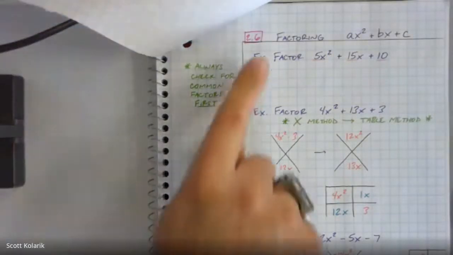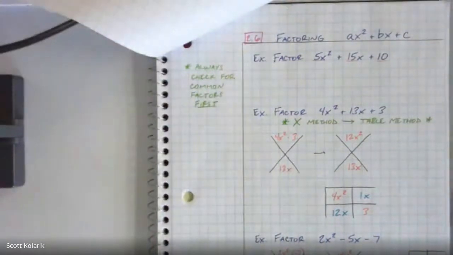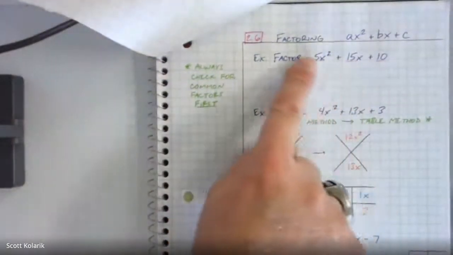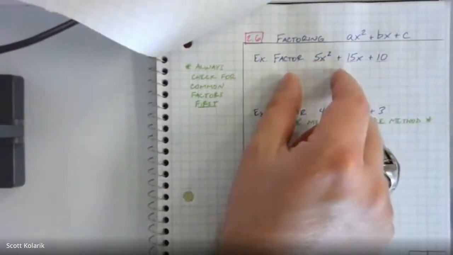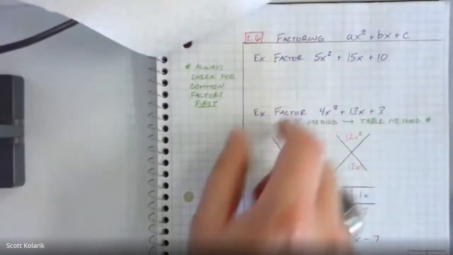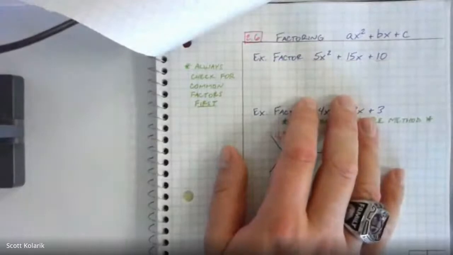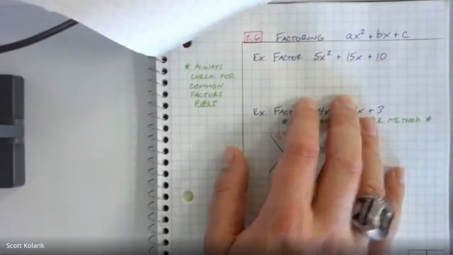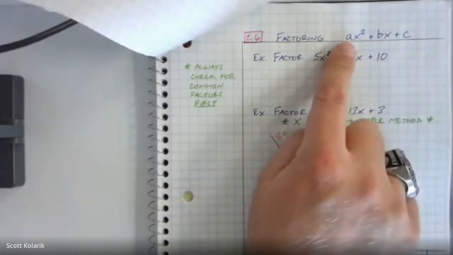Again, what is factoring? Factoring is the inverse of distribution. Basically, we're taking a polynomial and converting it into a series of multiplication between parentheses. That's factoring in a rough sense. And then in this section, we're focusing on ax squared plus bx plus c.